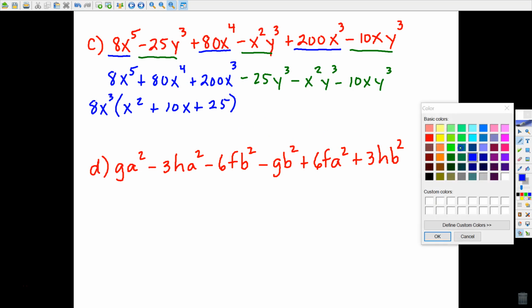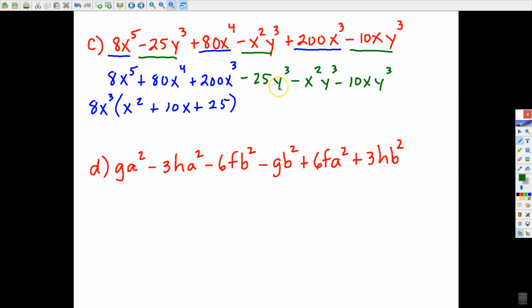All right, so let's jump over here to the green group, and we're going to pull out negative y to the third. You can typically just bring the sign down, and now divide. If you divide into this, you're going to get 25. Dividing into the next term, you're going to get plus x squared, and dividing into this last term, you're going to get plus 10x. Now, even though they're not in the same order, they are the same terms. The blue group matches the green group.